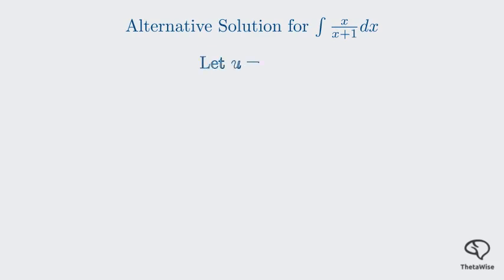The method of substitution. We're going to solve the integral of x over x plus 1 using a different strategy. In this case, a natural substitution is the denominator. Let's set u equal to x plus 1. Differentiating both sides gives us du equals dx. So our dx substitution is very simple. We also need to express the numerator, x, in terms of u. From our substitution, x equals u minus 1.